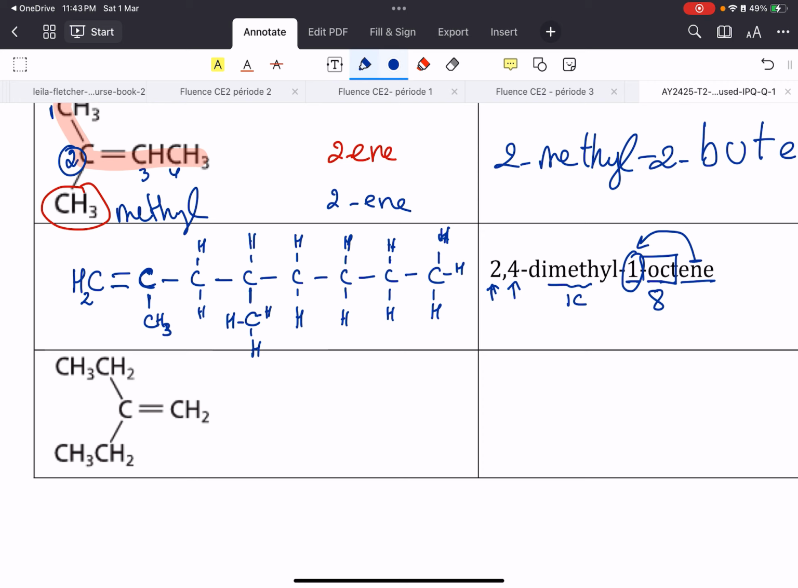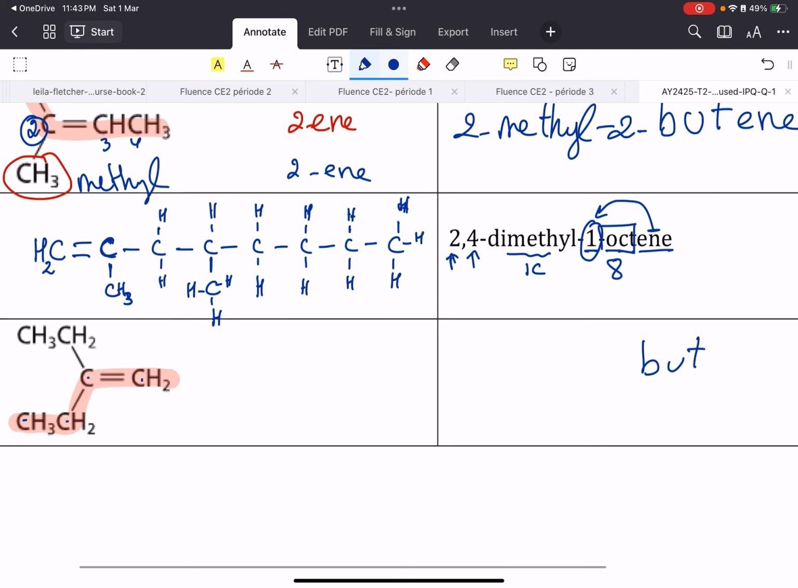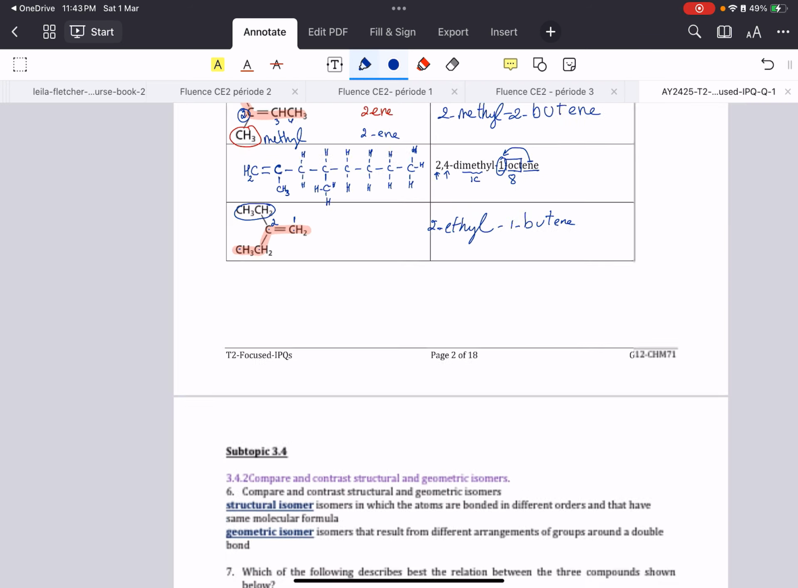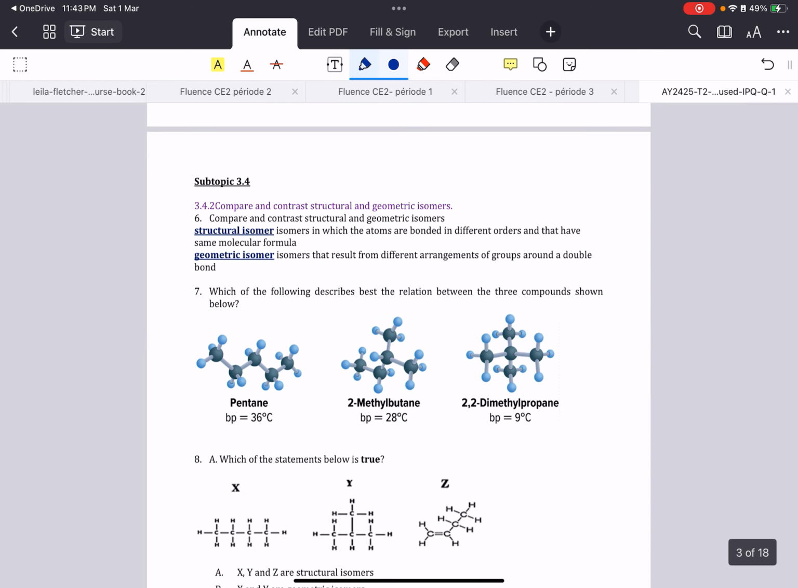Okay, so that's it. Now next, I start from the double bond. Here's the main chain made up of 1, 2, 3, 4 carbons. So that's a but-, and on the first carbon I have the double bond, butene. And on the second carbon, I have a branch made up of 2 carbons, which is ethyl. So 2-ethyl-1-butene. Moving on with the questions.